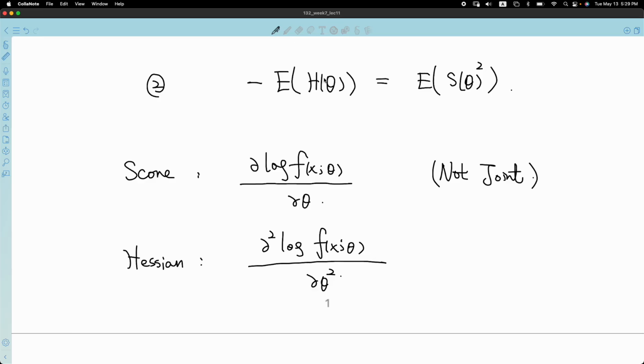If you take a look at the notes from last week, you will see that when we derive this, we do not have a multiplication of i equal to 1 to n. That is the joint version. But when we're deriving the score and the Hessian, we are not deriving through the joint version. We're just deriving from the log likelihood version. So that is one thing I want to point out. Any question regarding the material so far or from last week?